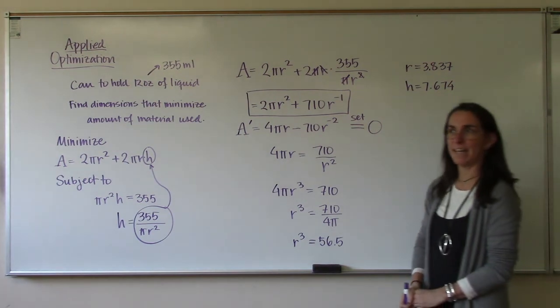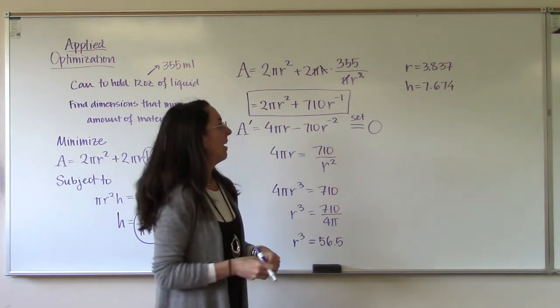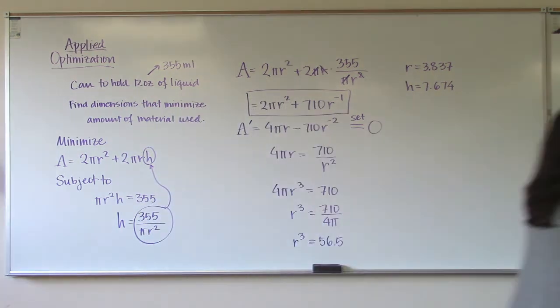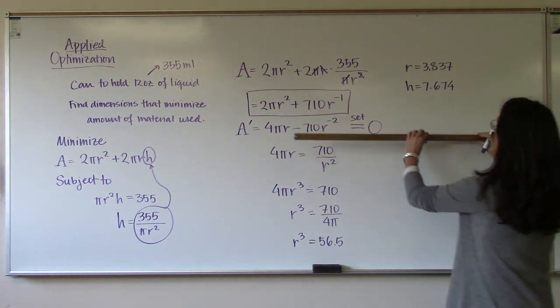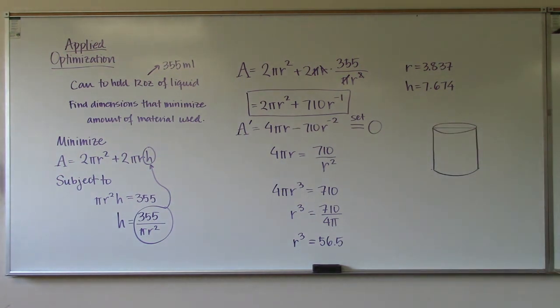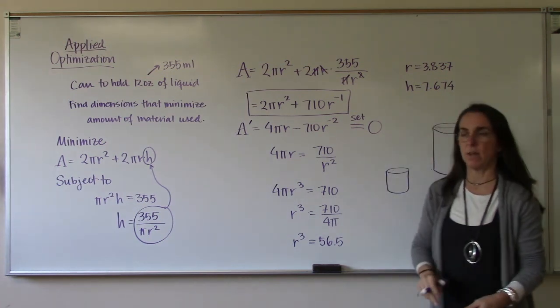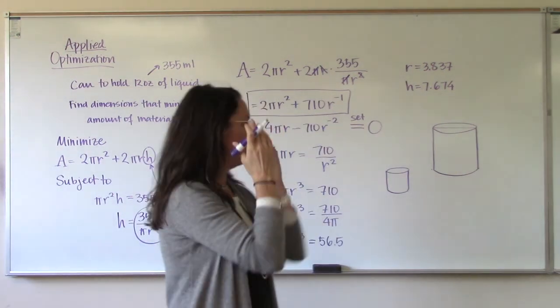What do you notice about R and H? Do you notice something weird about R and H? H is exactly 2 times R. So the radius is half of the diameter, right? So that's what the can would look like in inches. In centimeters, it would look more like this. So the shape of the can is as close to a cube, a perfect cube, as we can get it.